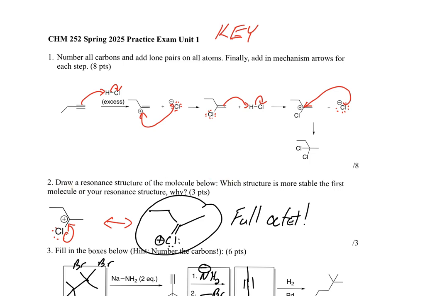Draw a resonance structure. Make sure you draw a resonance structure. A lot of people start doing reactions, breaking sigma bonds. Don't want to break sigma bonds here. You want to do resonance, which means only moving electrons in p orbitals. So there's the resonance with the lone pair there. This is the more stable one because everything has a full octet. So that's the more stable one.